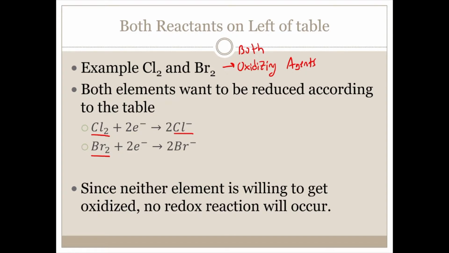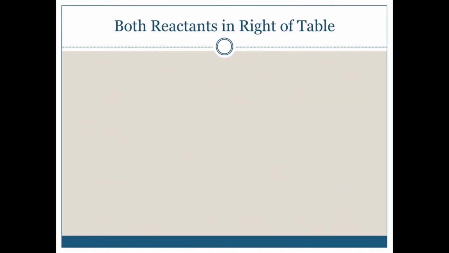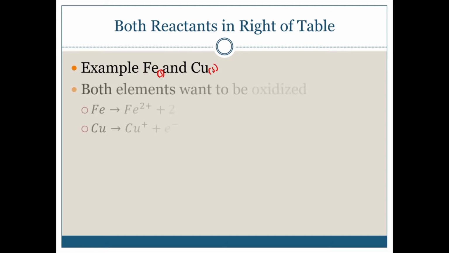Now you can probably guess what will happen if both reactants are on the right side of the table. So for example, here we'll take iron and copper, and I should make note that these should be solid iron and copper. Both of these elements want to be oxidized, meaning they want to lose their electrons. So if you look at the table, you will find the following reactions.